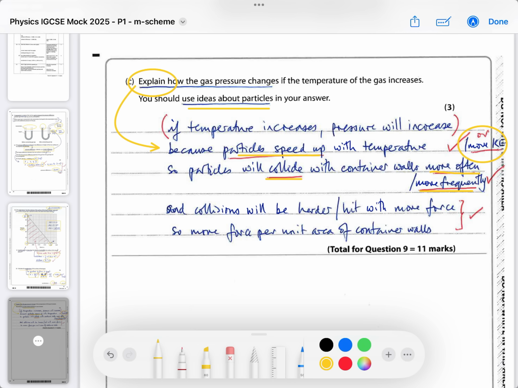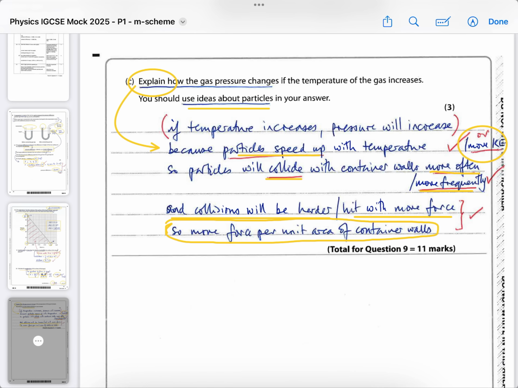And the collisions, not only do they happen more often, they will also be harder, in that they'll hit with greater force. So they hit it with more force. And as you know, force per unit area on the container walls is what pressure is. So that's what pressure is, and you've now answered the question. I hope you found that useful.